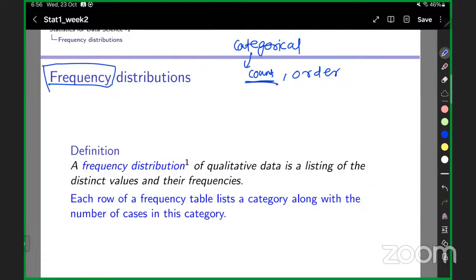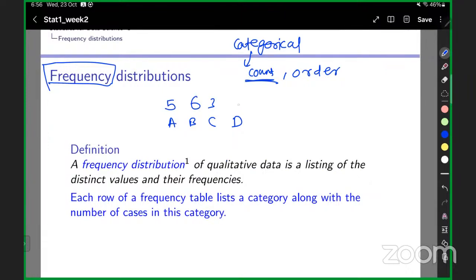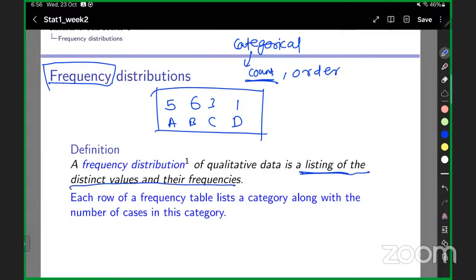From frequencies we'll make a frequency distribution. A distribution is, let's say you have 4 categories, A, B, C, D, and about each category you write the frequencies of them. Let's say A is appearing 5 times, B is appearing 6 times, C is appearing 3 times, D is appearing 1 time. All this written here is called a frequency distribution, in which we write a listing of the distinct values and their frequencies. That's what makes the whole thing a frequency distribution, right?